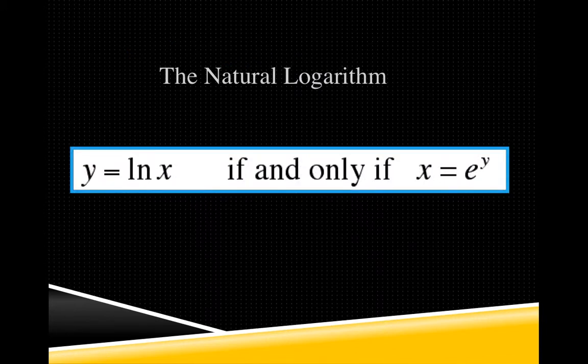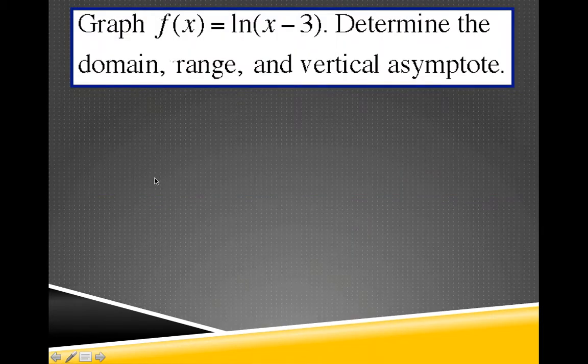The natural log, we've talked about this before, is y equals ln x. That's the natural log of x. And that is true if and only if x is equal to e to the y. The natural log has an understood base of e. So if we wanted to graph f of x equals the natural log of x minus 3, we want to also determine the domain and range and the vertical asymptote.